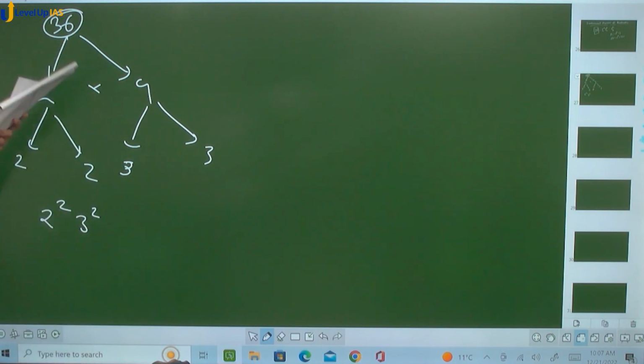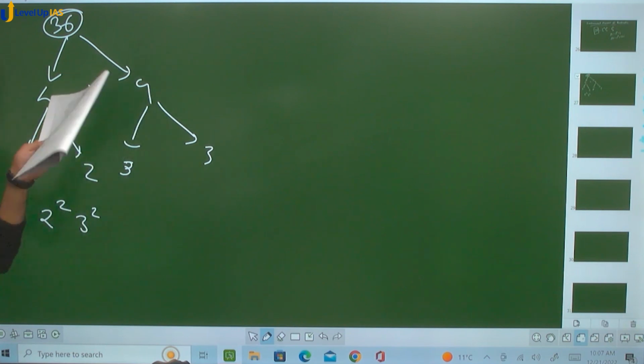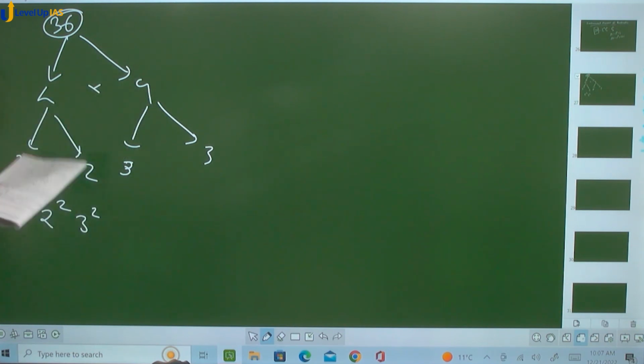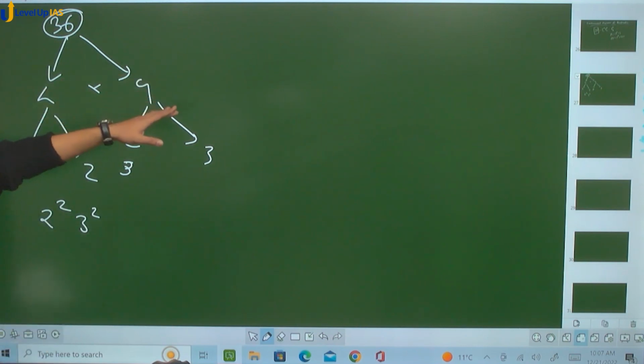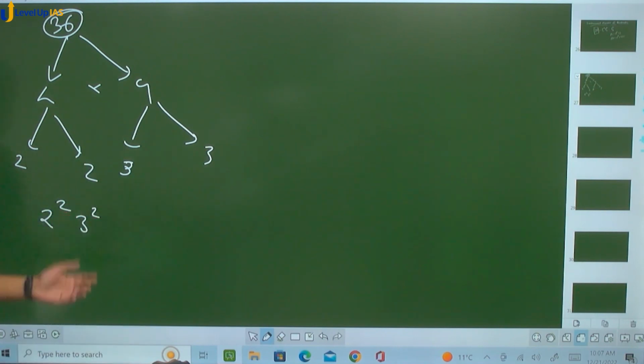You can even do this in your mind. Mentally also you can do it. It's not necessary that you draw this tree every time. This is just to explain how you find any factors you want and reduce those factors till you get prime numbers. Somewhere down the line you will get a prime number in one step or two steps or three steps, not more than that.